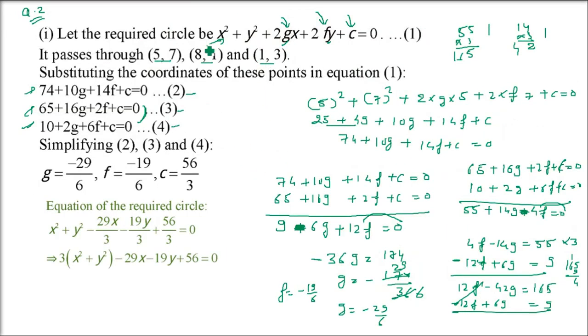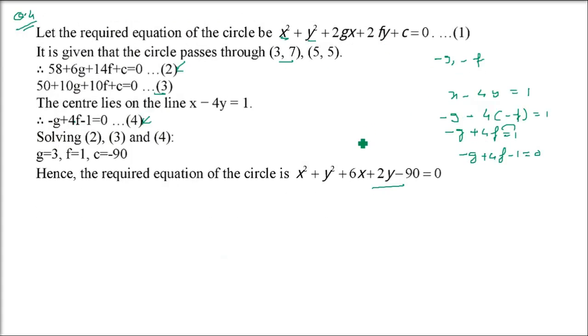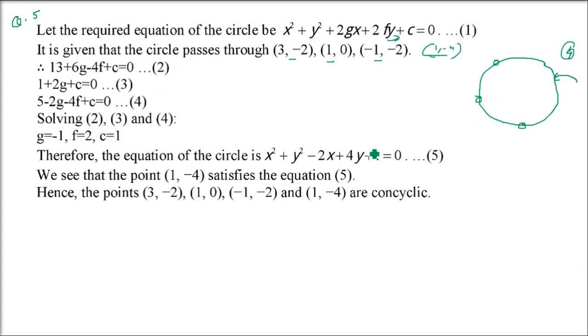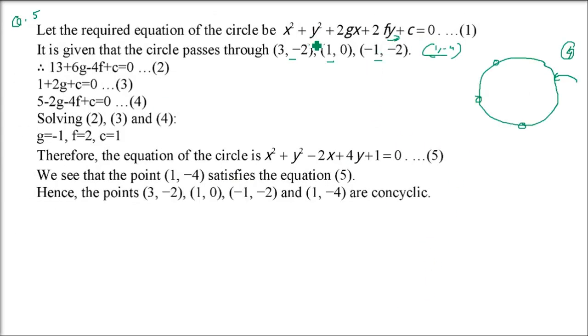I told you this method. Put the 3 points one time, second time, third time, and 3 equations in g, f and c will come. First try to find f and g, then find c, and when the equation comes, put in the fourth point. Here we will put 1 comma minus 4. When you put x and y as 3 and minus 2, the first equation comes. When we put 1 and 0, the third equation comes. When we put minus 1 and minus 2, the fourth equation comes. We solve these equations and get g, f and c. Now put them here, so we get a proper equation.